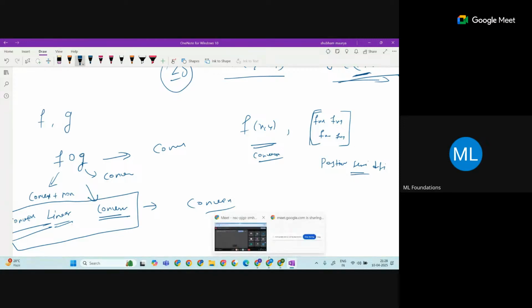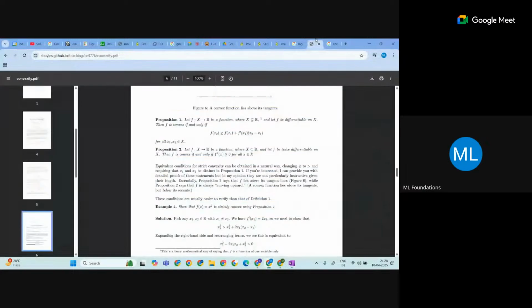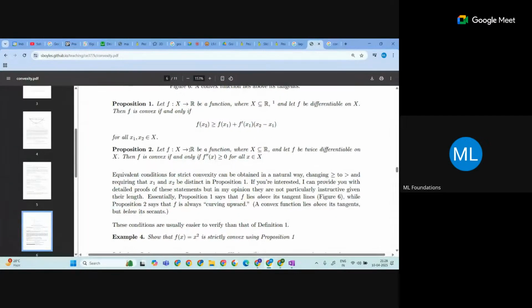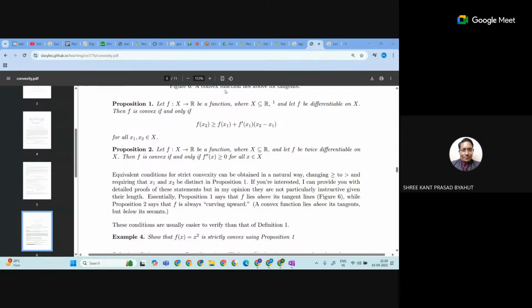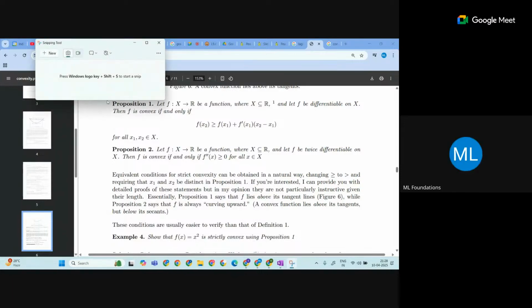One thing I want to add from my side, from this PDF, is that if our function is twice differentiable, all of you can see it here. This is for the one-variable case. If it is twice differentiable and the double derivative is greater than 0, then your function is convex. Let me take the screenshot of it and share it.